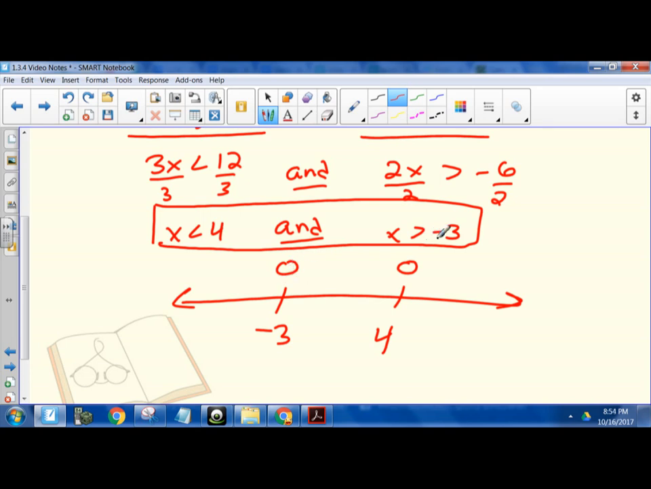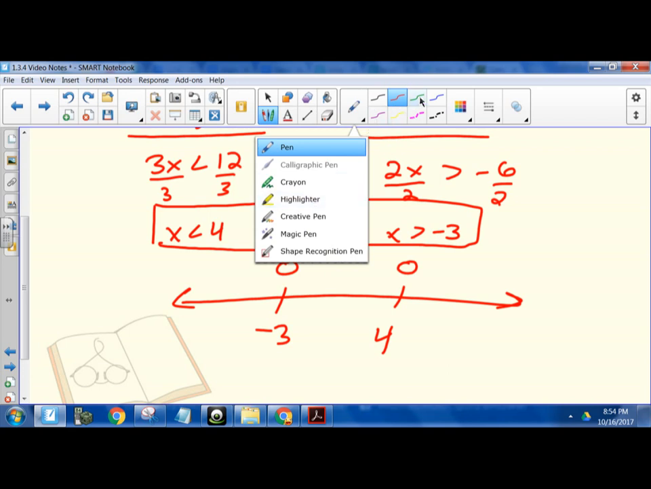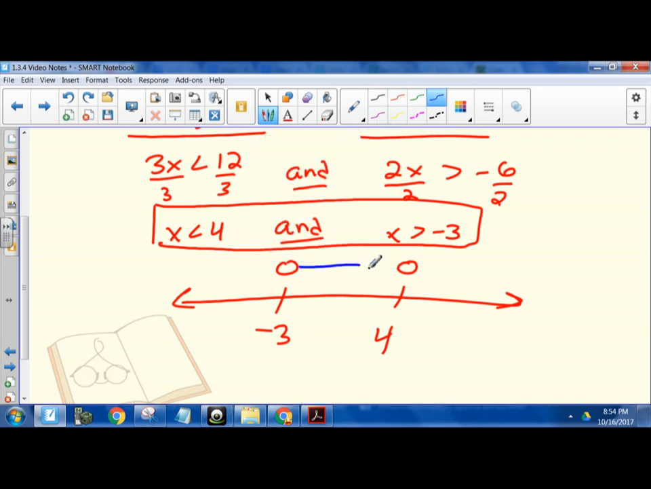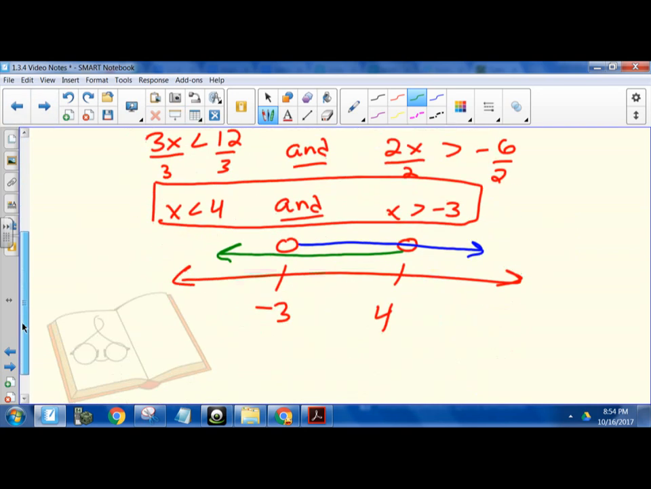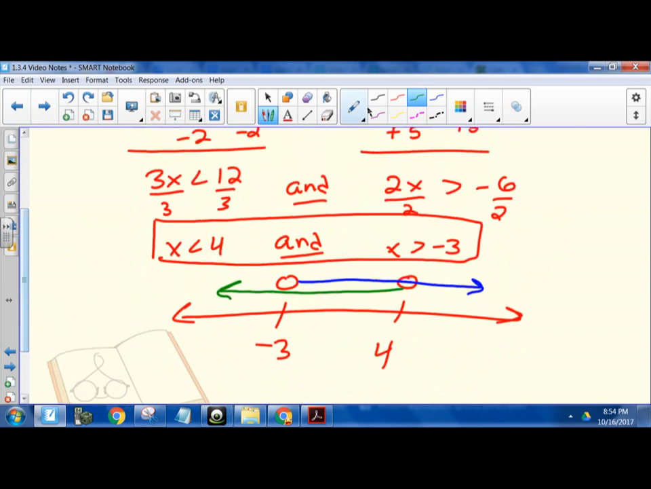Now the negative 3 is shading to the right, so we're going to do this in maybe a blue. Let's try blue. So we're going to shade to the right. Okay, negative 3 is going to the right, but the 4 is going to the left. And if we look back at our definition, it says that where they both overlap, the intersection, is where they're both true. So the answer to what the graph would look like is simply everything between these two numbers, all that stuff.